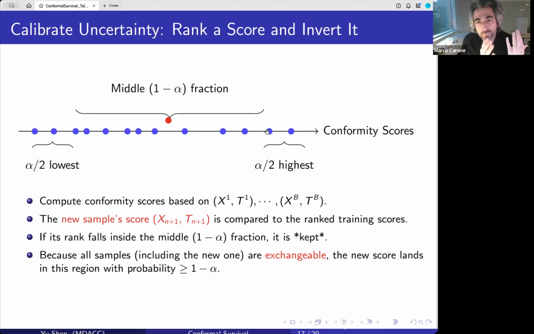Does anything stop you from using, instead of a model-based estimator of the conditional survival function, a non-parametric estimator of the conditional survival function? No, nothing stops you from doing that. Okay, great. Thank you.